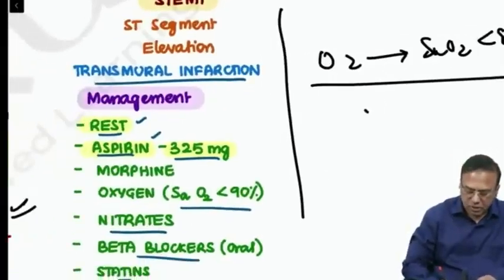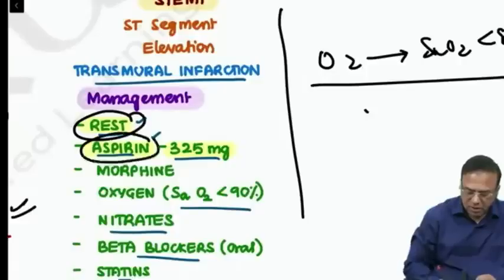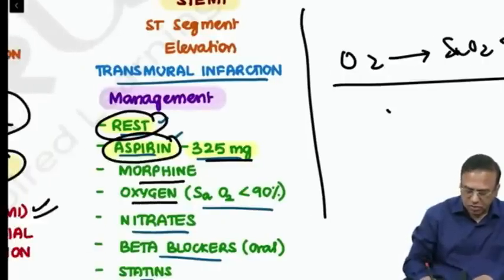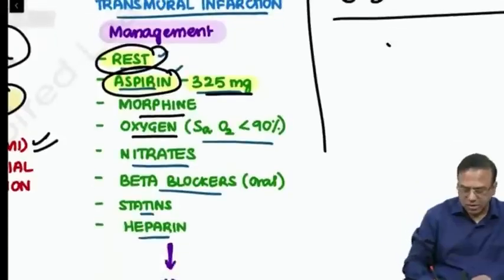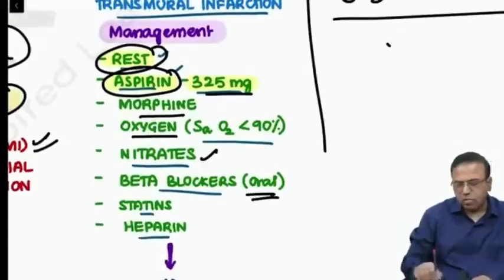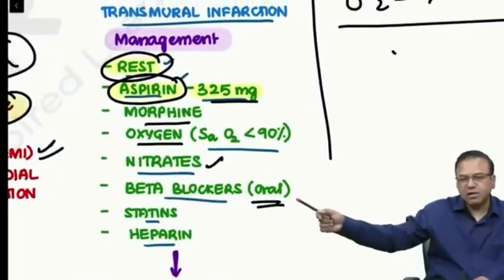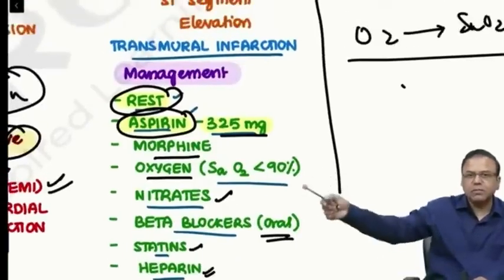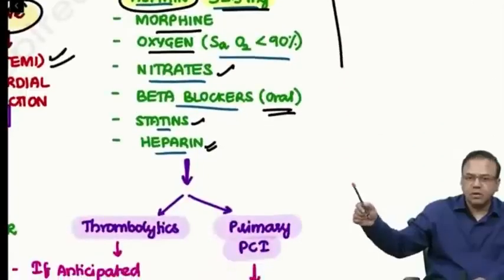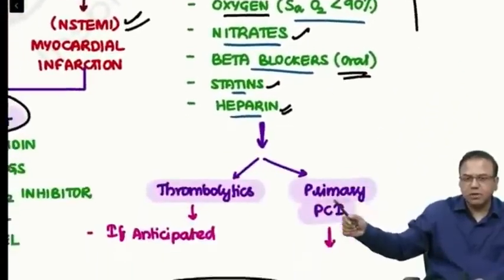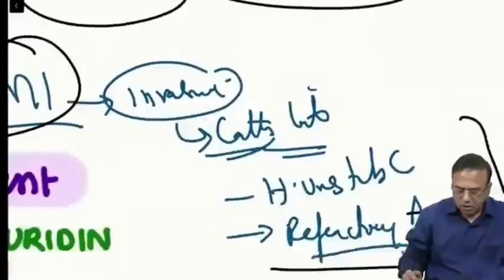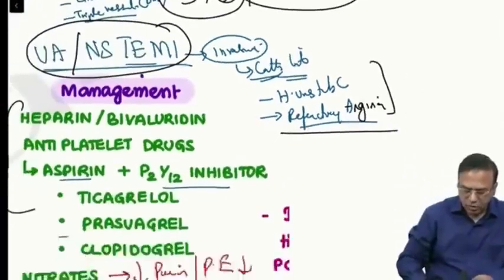So in a STEMI patient, rest is important. Start immediate aspirin, 325 milligram. Then go for morphine, oxygen only if saturation is below 90%. Use nitrates. Beta blockers should be given orally, provided the patient is not in heart failure. Statins can be used, and you can even consider using heparin. So this is the management in a STEMI patient. Once you have done the initial medical management, the patient should go for one of the two, thrombolytic therapy or PCI.